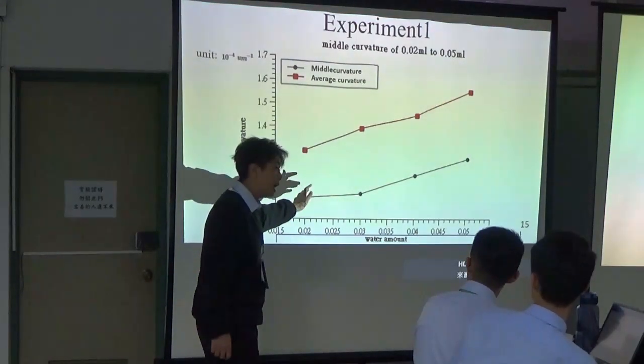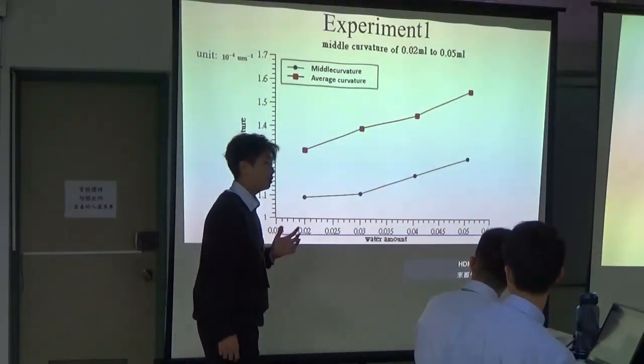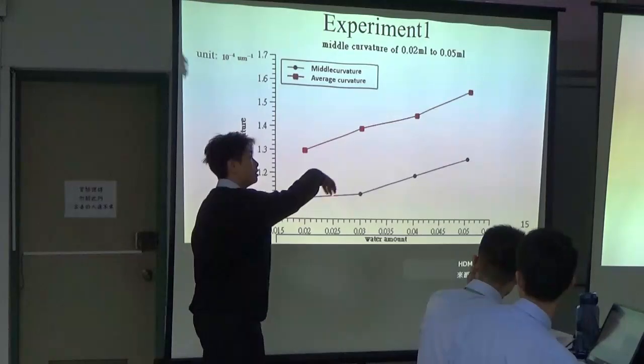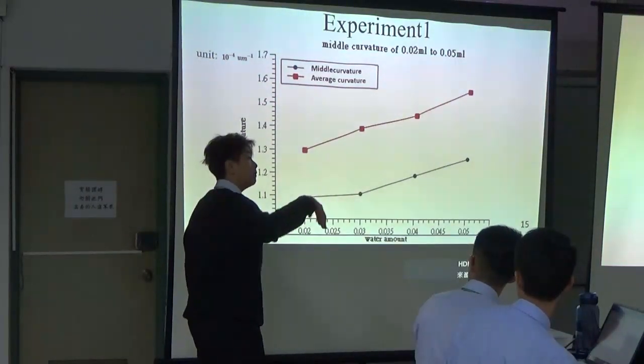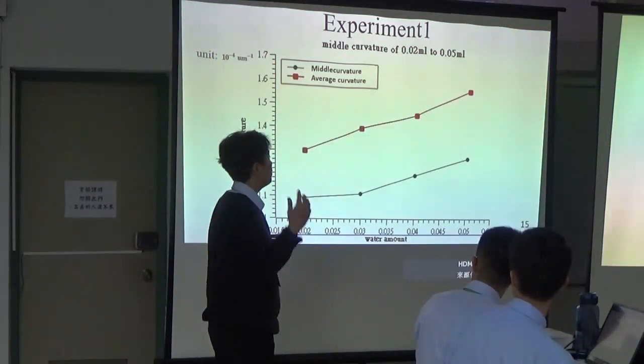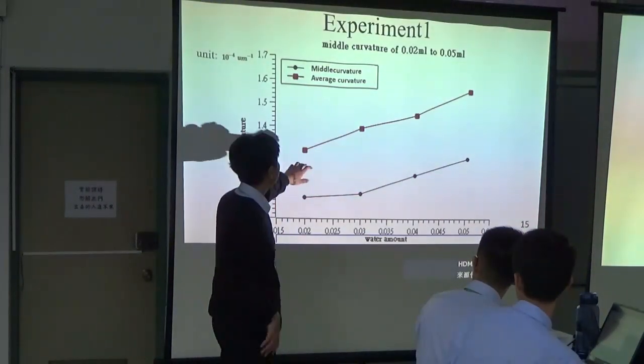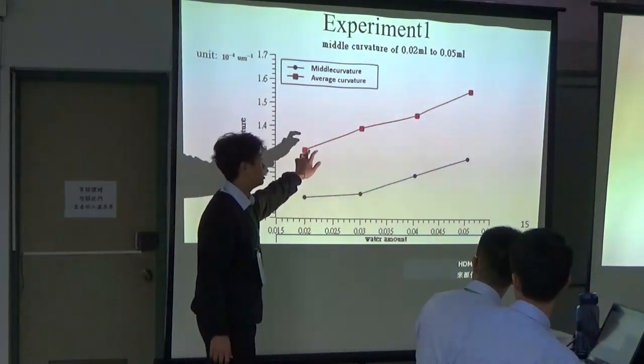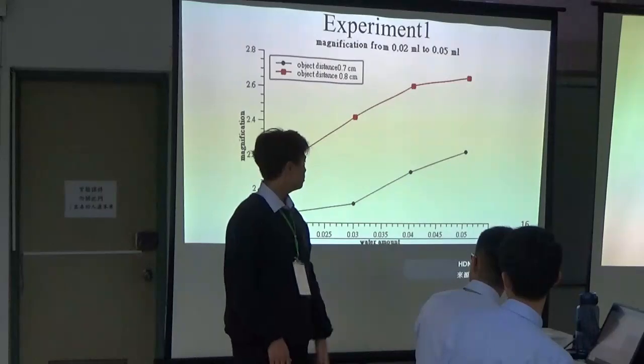The lower black dark line is the middle curvature. As I just told you, we only analyze the curvature in the middle because the outside will have spherical aberration. The other line is the average curvature, the whole curvature. Next.